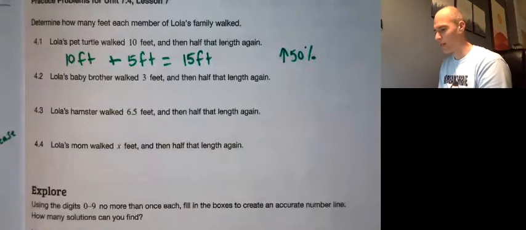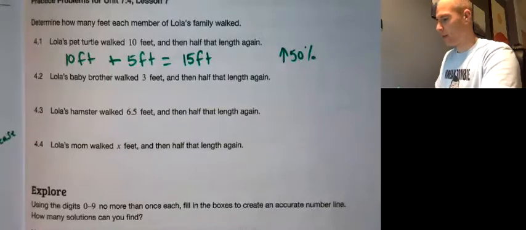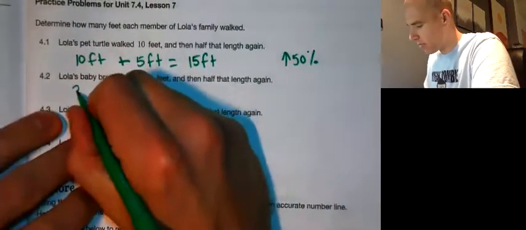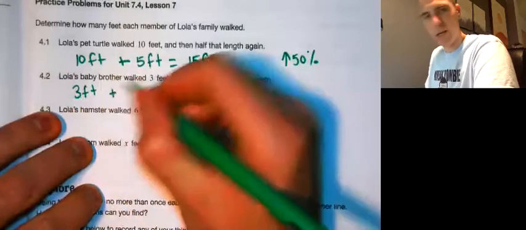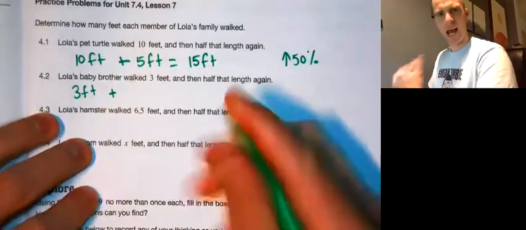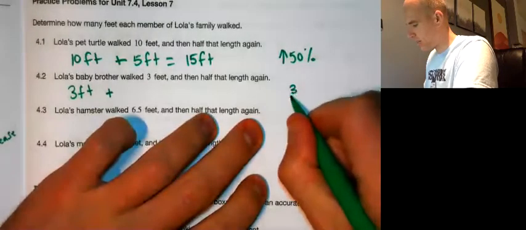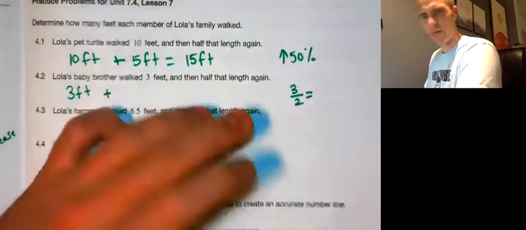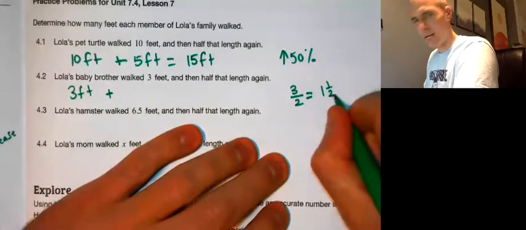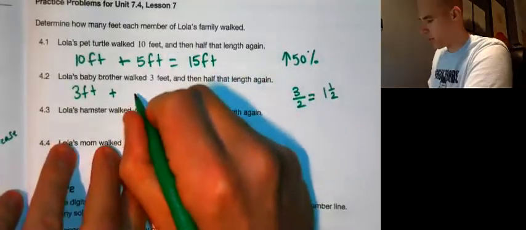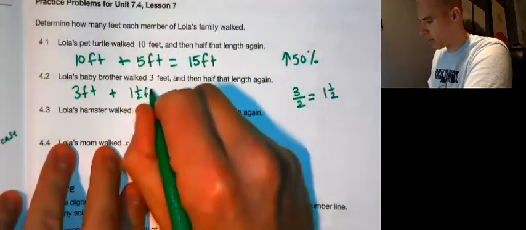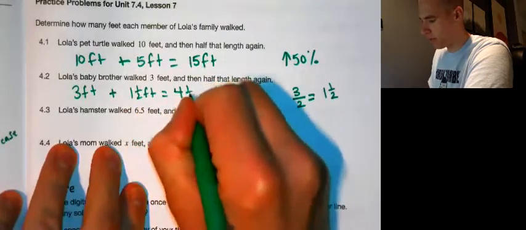Okay, the next one says Lola's baby brother walked 3 feet and then half that length again. Okay, so this is 3 feet plus whatever 3 divided by 2 is, right? Half of 3. Let's see here. 3 divided by 2 is 3 halves. That's the same as 1.5. Okay, so 3 feet plus 1.5 feet equals 4.5 feet.